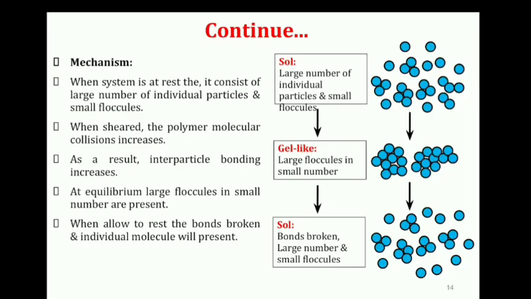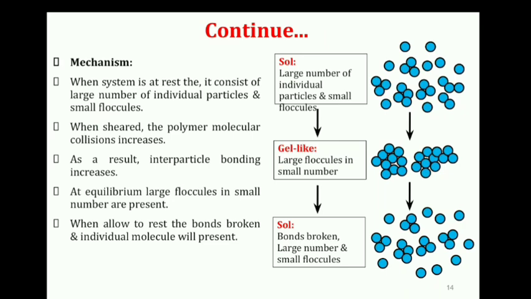What is the mechanism? When the system is at rest, it consists of a large number of individual particles and small floccules. At the sol state, you can see many individual particles, and a few floccules, and these floccules are also small in size. So what will happen when sheared? The molecular collisions increase, and as a result the interparticular bonding increases. So upon shearing, due to collisions between the particles, the aggregation between the particles increases, and the individual particles or small floccules aggregate and are converted into large floccules.